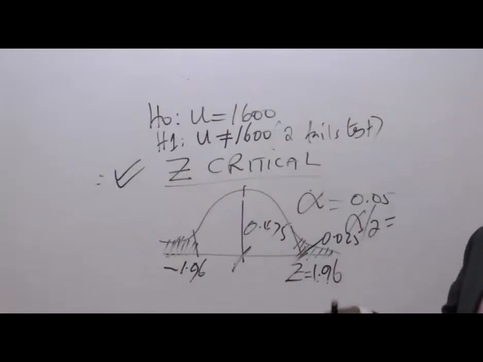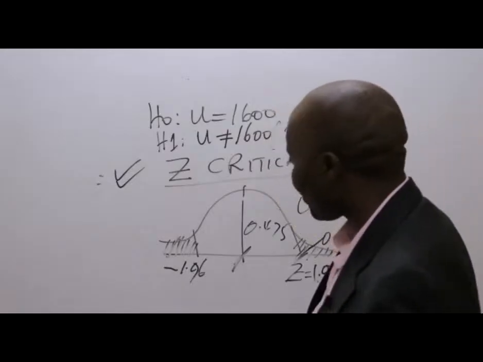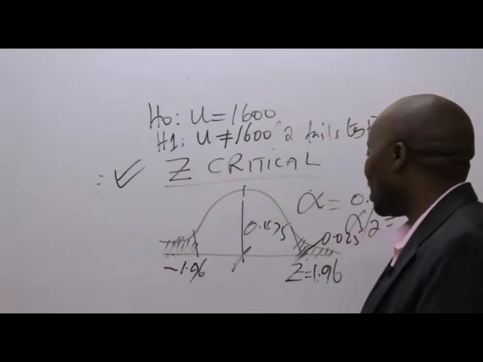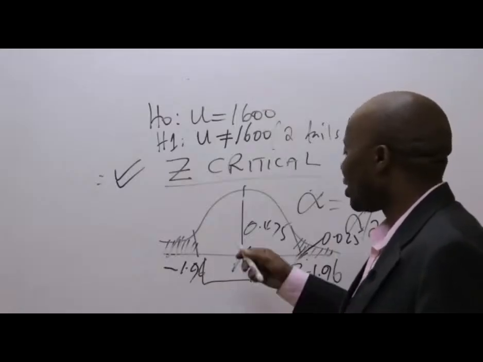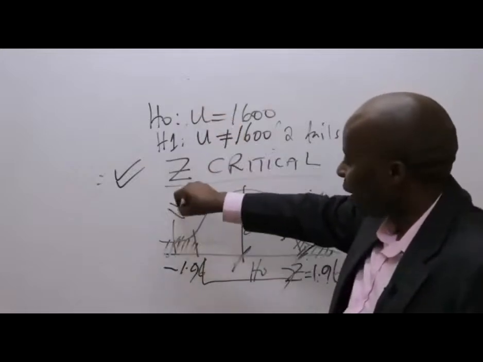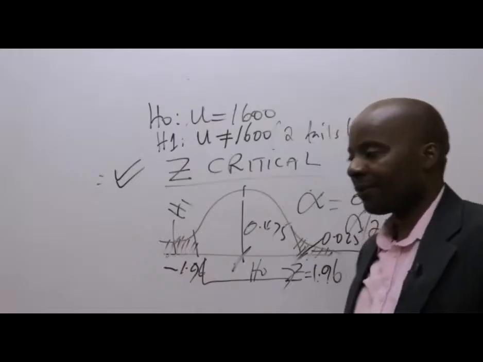So now you need to move to the last area. The last area is quite a nice area. Or rather, before I go to the last area, I want you to indicate that the unshaded region is the H0 region. The shaded ones, they are the H1 regions.